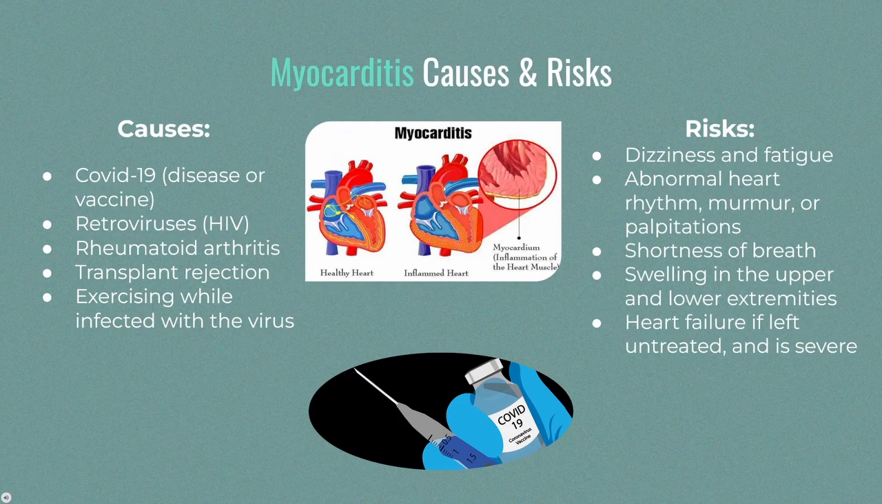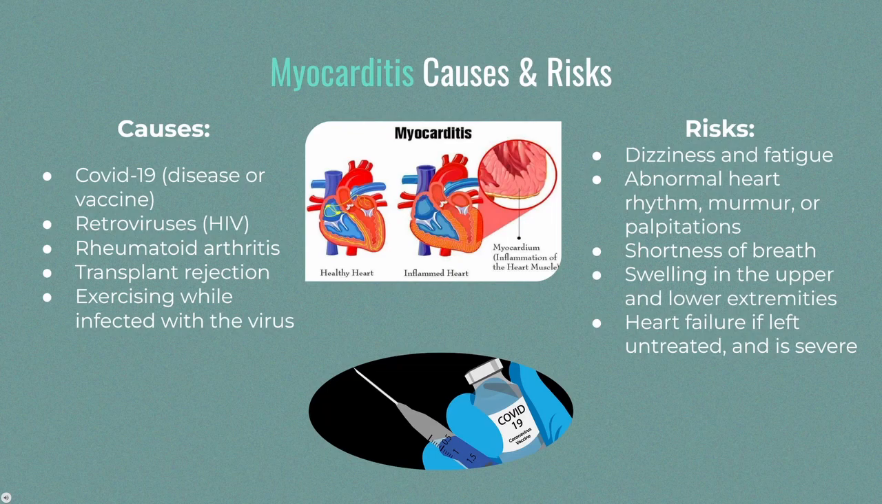Causes and risk factors include COVID-19, the vaccine, or the disease. Coronavirus can infect heart muscle cells, causing inflammation and damage. Retroviruses such as HIV, rheumatoid arthritis, transplant rejection, and exercising while infected. Risk factors include dizziness and fatigue, abnormal heart rhythm, murmurs or palpitations, shortness of breath, swelling in the upper or lower extremities, heart failure if left untreated and is severe.